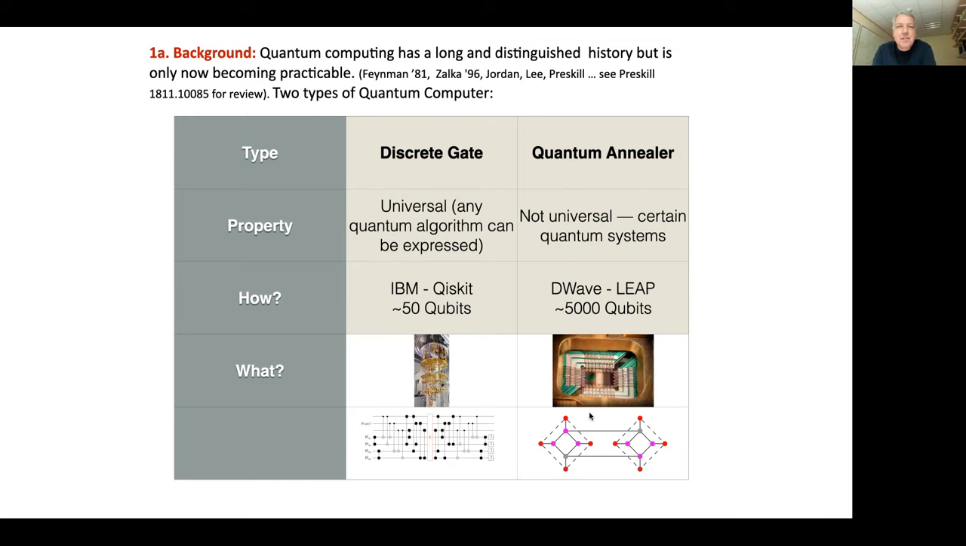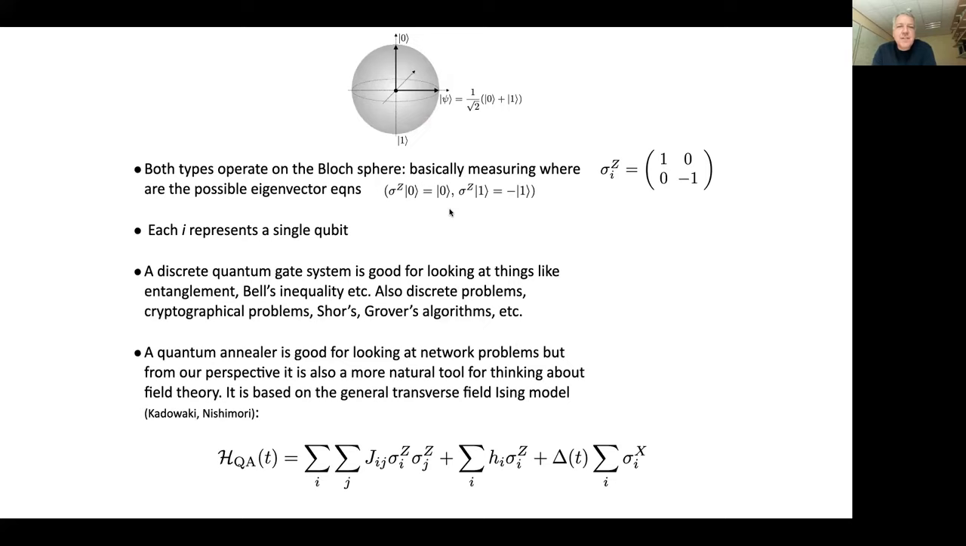Both sorts of computers, though, are based on a Bloch sphere. So what you're interested in is measuring. Traditionally you think about spins in the Z direction being measured, and so you're looking for eigenvalues, which are plus or minus one. And so all of your qubits, if you label them i, the idea is that you're going to end up with some sort of answer when you do a measurement. And the answer is basically a string of zeros and ones.